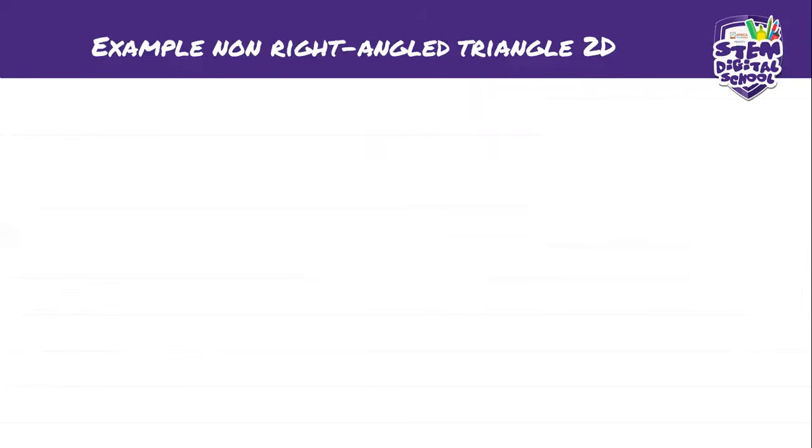We still have another example under non-right angle triangles for 2D. Let's see.